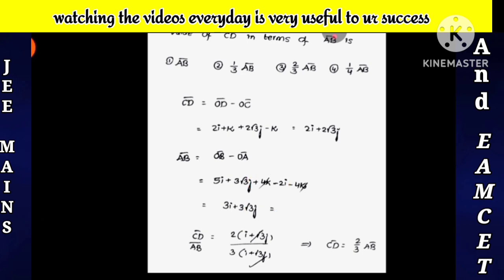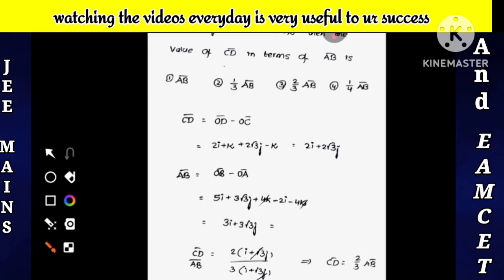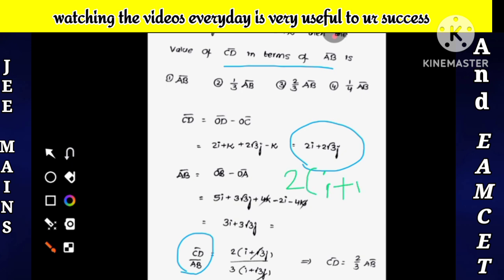What is the given question here? Express the CD in terms of AB. For that, find CD by AB, the division of the two vectors. What is the CD value? 2i plus 2 root 3 j. Simply take the 2 common, then you get 2 into i plus root 3 j.